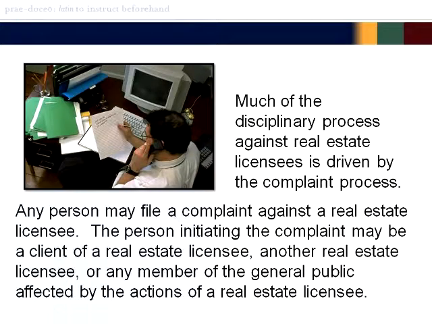Much of the disciplinary process against real estate licensees is driven by the complaint process. Any person may file a complaint against a real estate licensee. The person initiating the complaint may be a client of the real estate licensee, another real estate licensee, or any member of the general public affected by the actions of a real estate licensee.